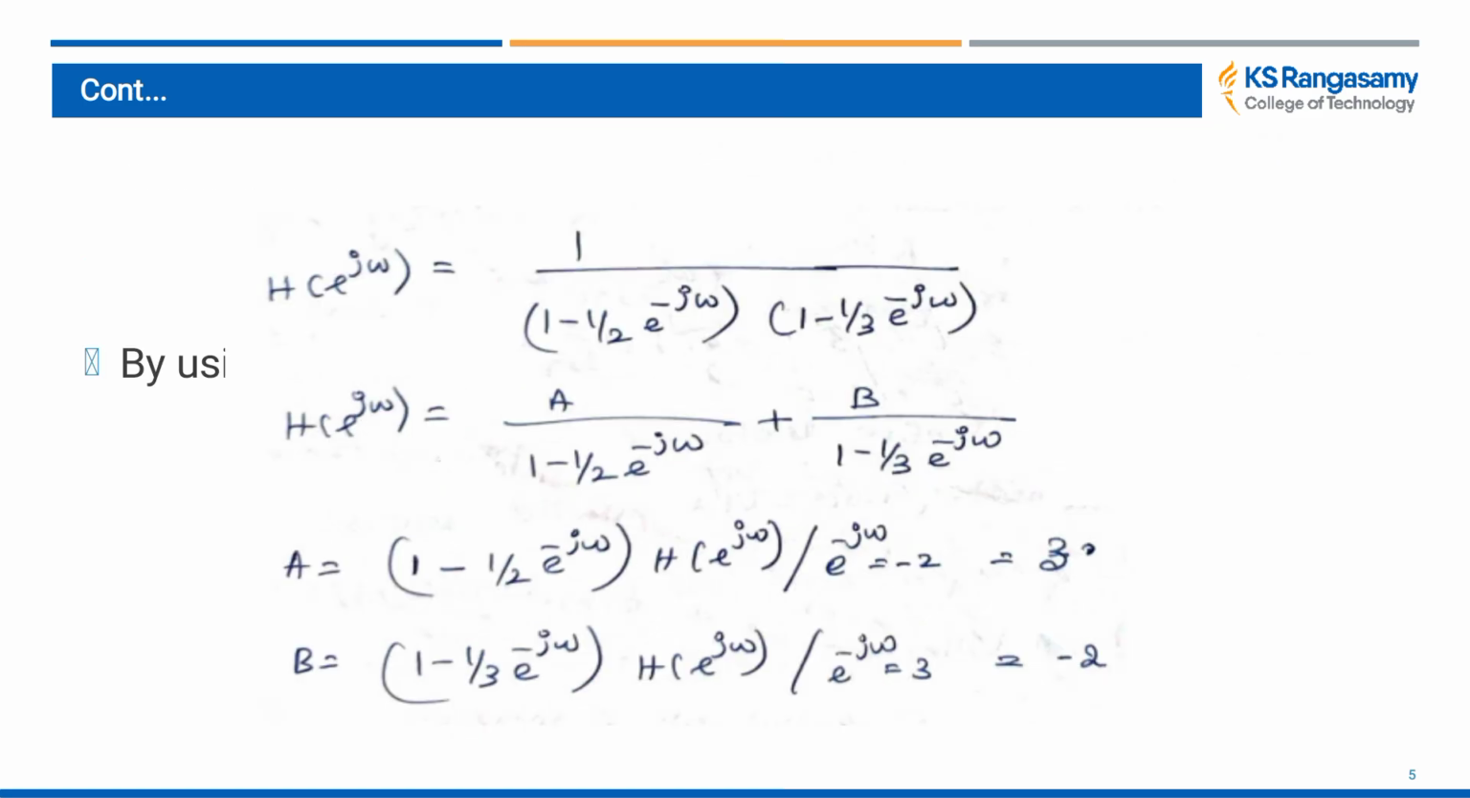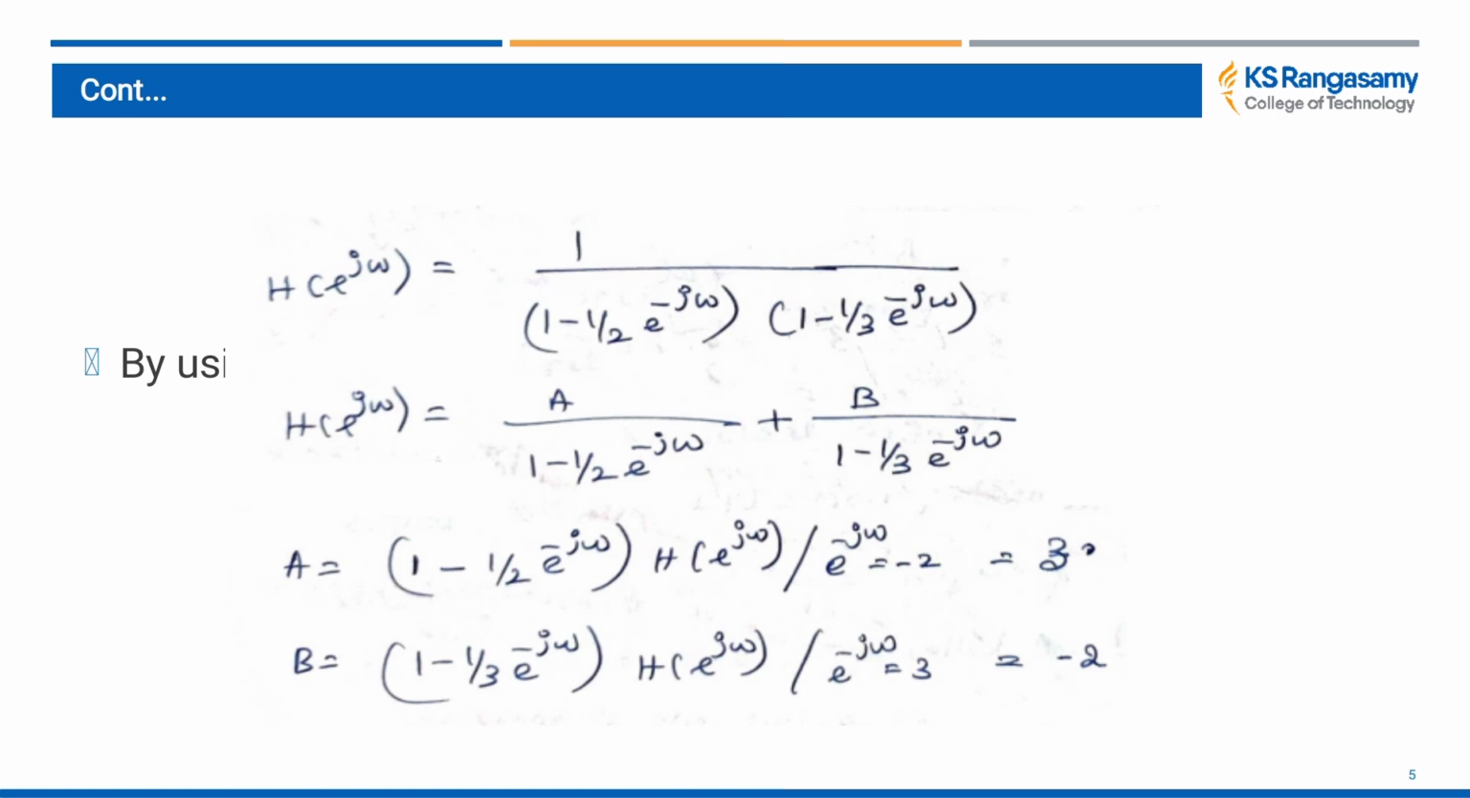On taking the poles of the previous one, we have 1 divided by 1 minus 1 by 2 e power minus j omega, times 1 divided by 1 minus 1 by 3 e power minus j omega. So we have to calculate the roots of the algebraic equation on the previous slide. So taking the partial fractions to find the coefficients a and b.